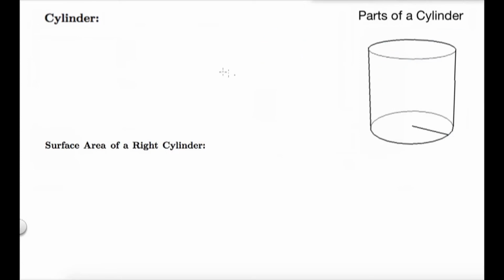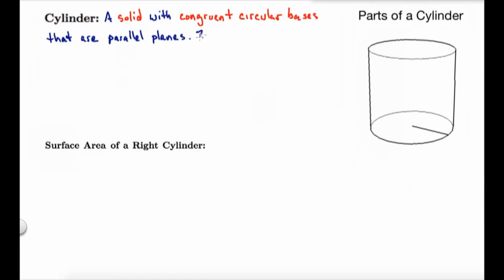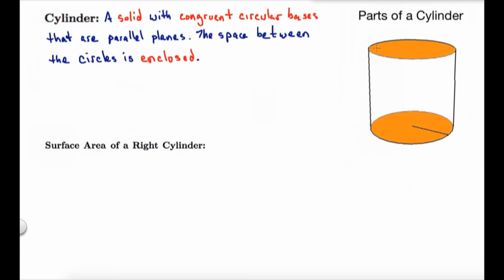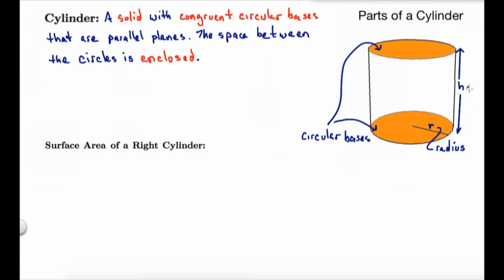Okay, let's talk about a cylinder. It's a solid with congruent circular bases that are in parallel planes, and the space between the circular bases, or the circles, is enclosed. And so we have a couple key dimensions here for a cylinder. We have the radius, r, and the height, h.